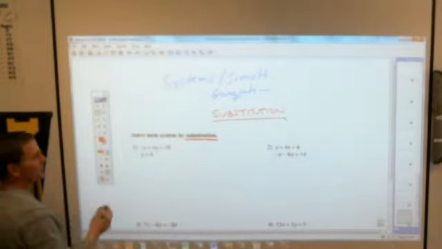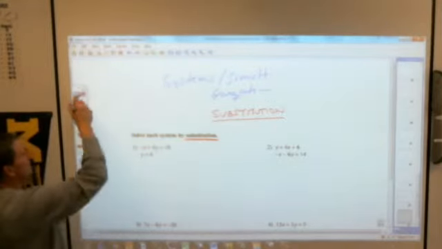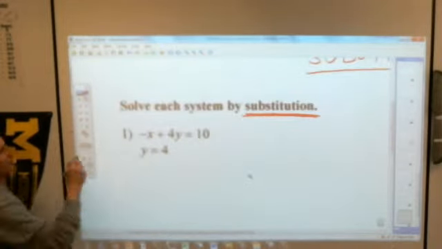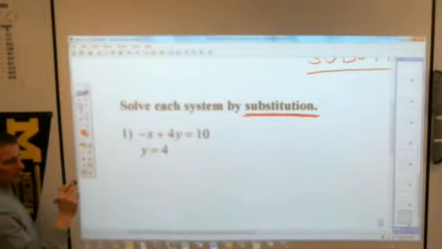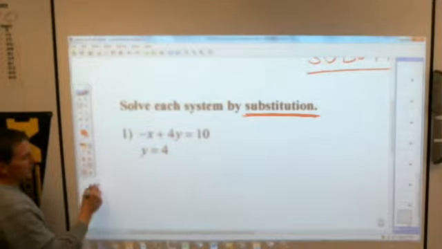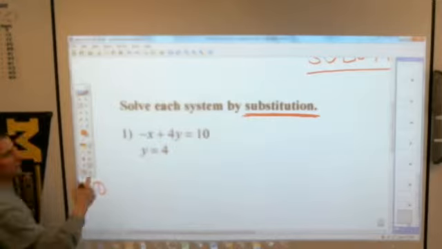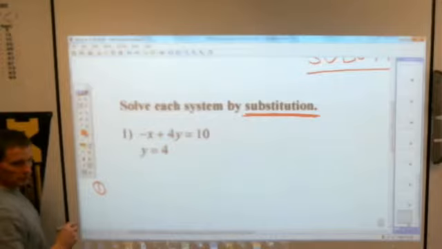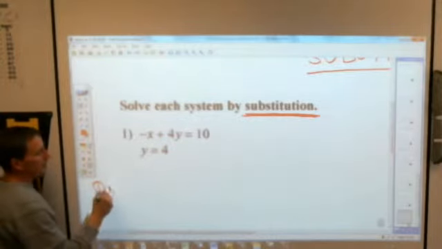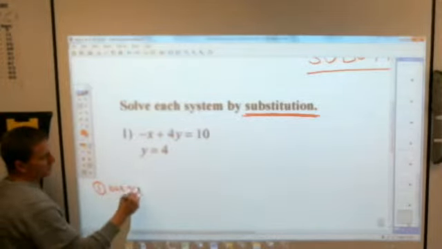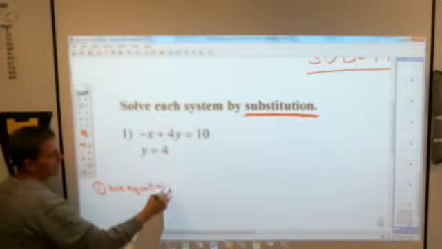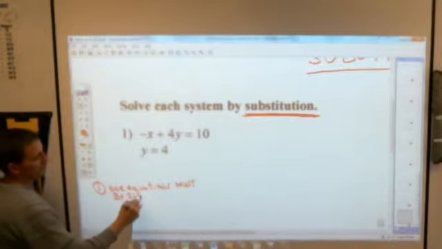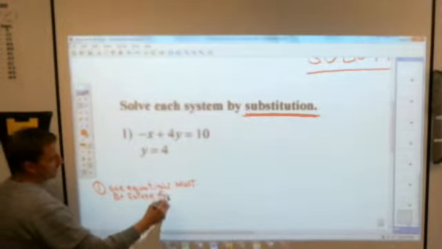Alright. It's a pretty simple little process here. It will come in very helpful in your life. And here are the very simple rules. In order to do substitution, number 1, you could write this above there. Carter Westfall, you with me? Yes. One of the equations must be solved for one of the variables.